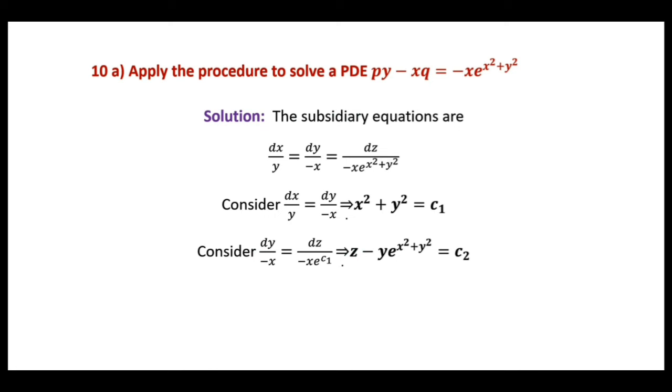So the general solution will be φ(u, v) = 0, where u = x² + y², v = z − y e^(x²+y²), which is the required general solution to the Lagrange's linear PDE.